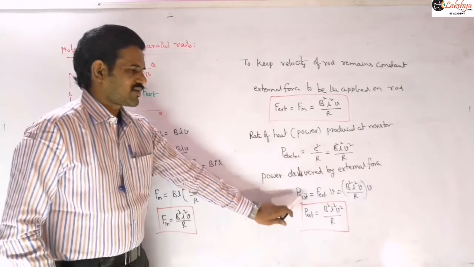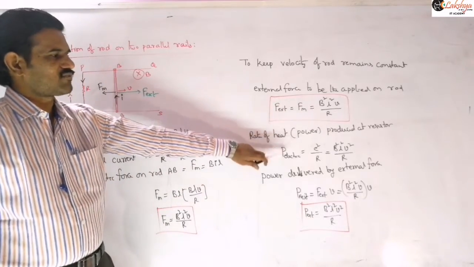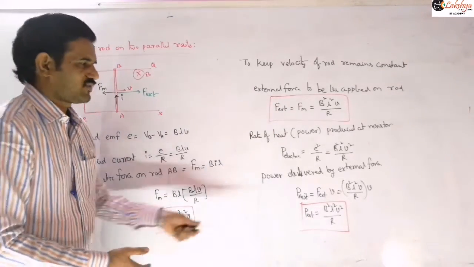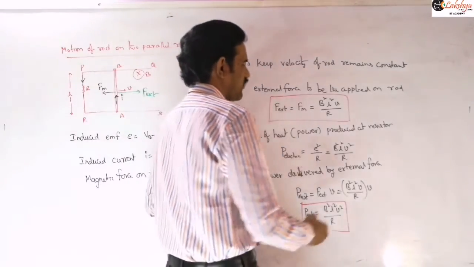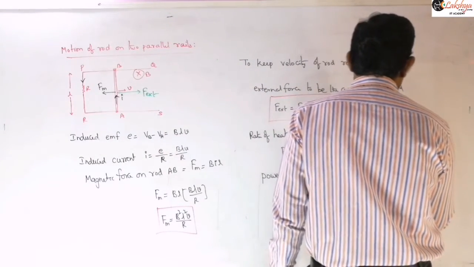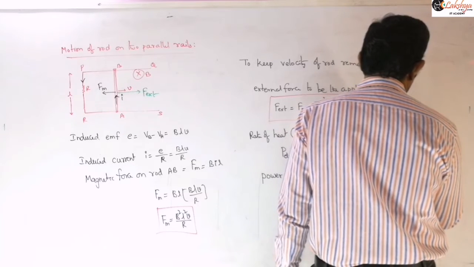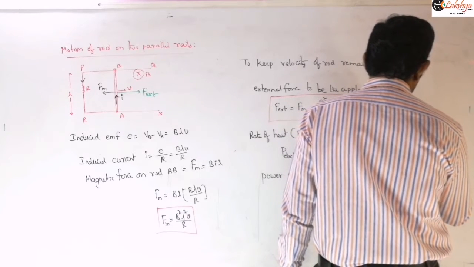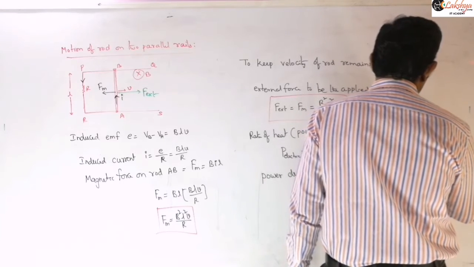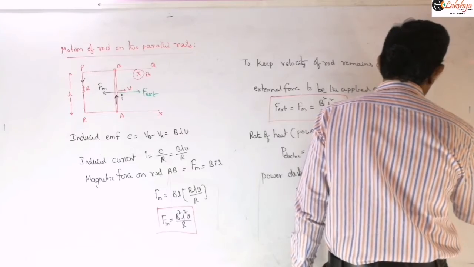So whatever mechanical work we are doing, or the external energy we are supplying here, the same amount of energy will appear as heat energy in that resistor. That is the output, if this is the input there. Therefore finally we can conclude that this electric power is equal to mechanical power, or external power supplied, which is equal to external force into velocity, or which is B square L square V square by R in this case.